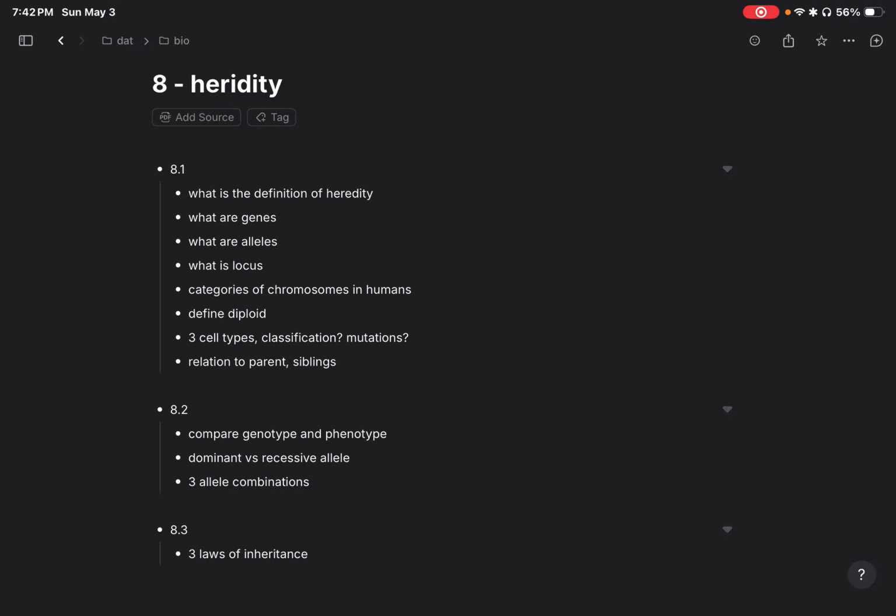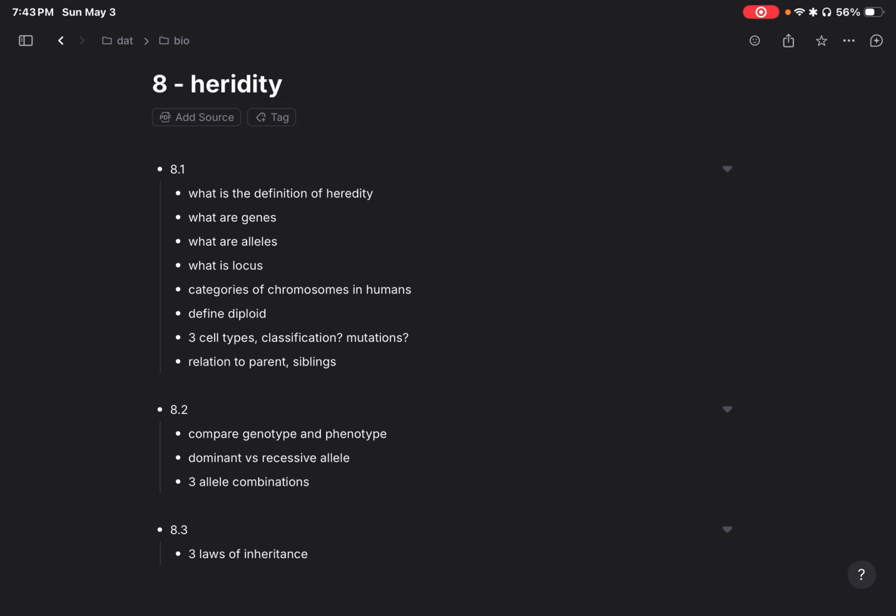So define diploid. Diploid is the normal number of chromosomes. So that's going to be in all somatic cells. And then gametes are going to have haploid cells, haploid number of chromosomes. I feel like I'm missing something for that, because why would I ask?